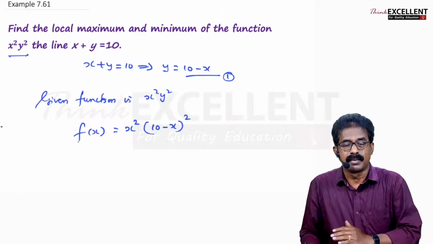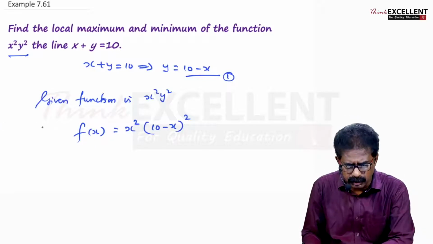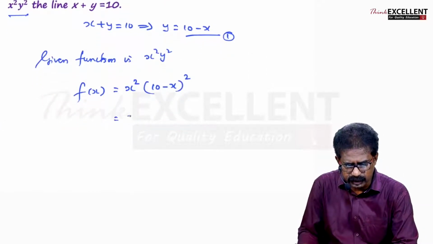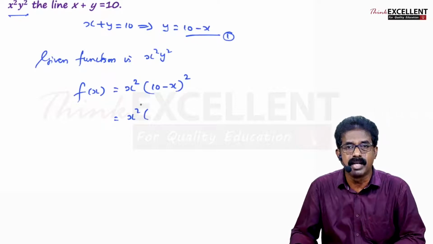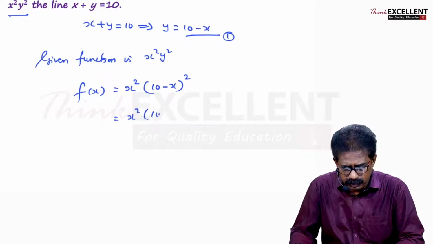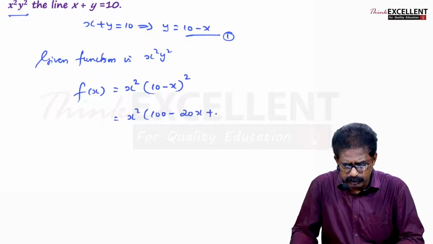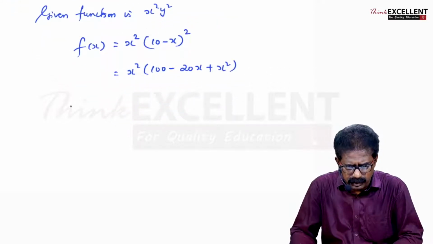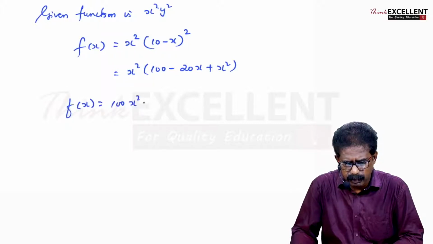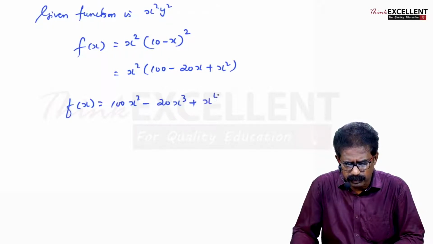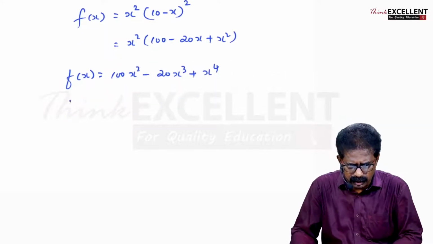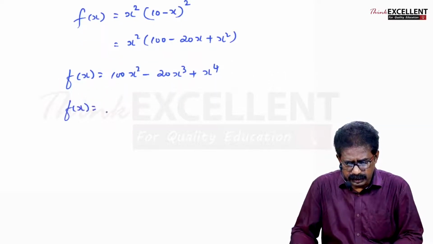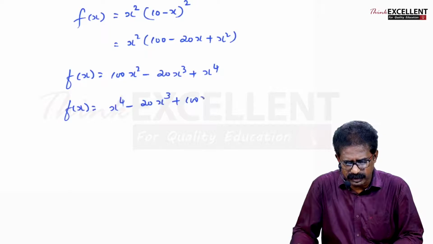But for that, better, you just expand it, make it as a polynomial equation. So f of x equal to x square into, this is a minus b the whole square. So a square minus 2ab plus b square. Then multiply everything by that outside term x square, right? So f of x equal to 100x square minus 20x cube plus x raised to 4. If you want to arrange in order, not compulsory. X raised to 4 minus 20x cube plus 100x square. Now we got the function.